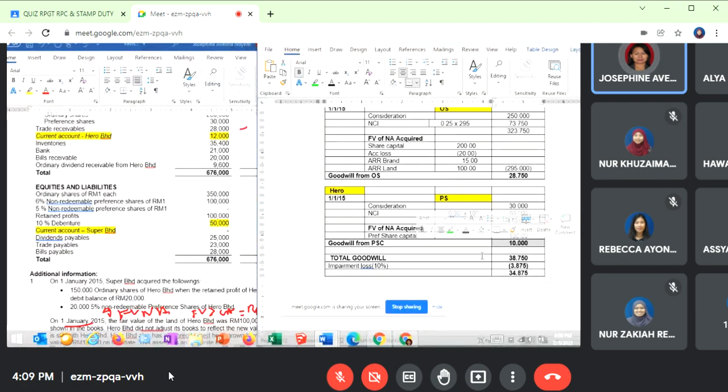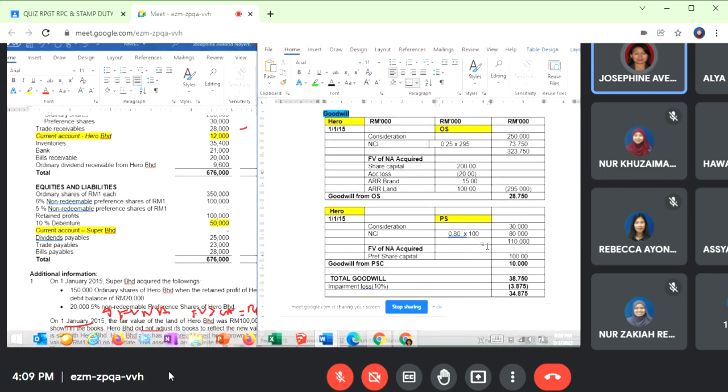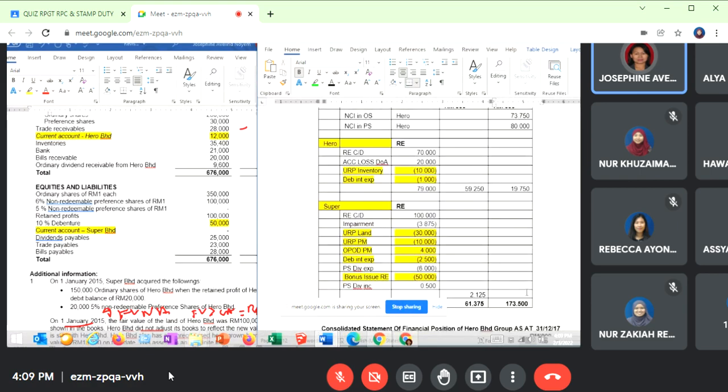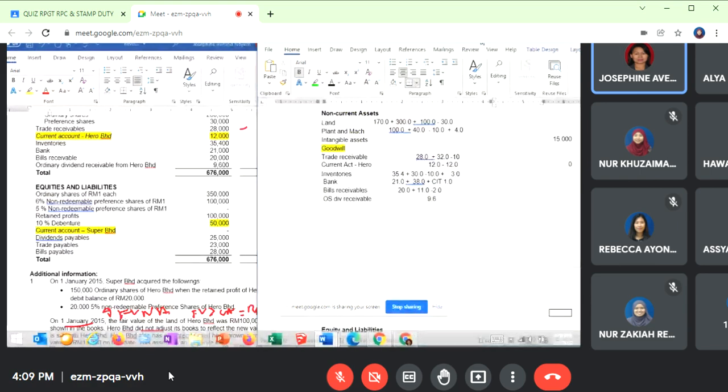What's the total goodwill? So when you have goodwill from all your investment, you just add them together. All right, 28.7 plus 10 is 38.75. The impairment loss will be based on this. Because the question does not mention which investment the impairment loss is from, that means we just take the whole goodwill and impair them based on the rate given, which is 3.87. So your goodwill remaining is 34.87. So you bring that figure to your goodwill consolidated here.